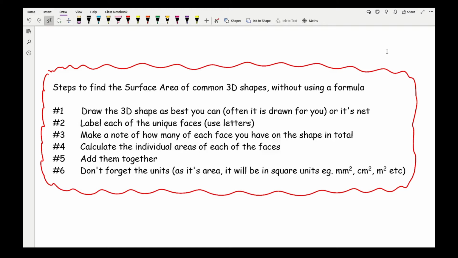The third step is to make a note of how many of each face you have in the shape in total, which kind of blends in with step 2. Step 4 is to calculate individual areas for each face. Step 5 is then add them together. And then step 6 is the final thing: don't forget the units, which is a very common error, and an area where a lot of students go wrong. Because we're working with area, it's going to be square units. So you're looking at millimeters squared, centimeters squared, meters squared, etc.